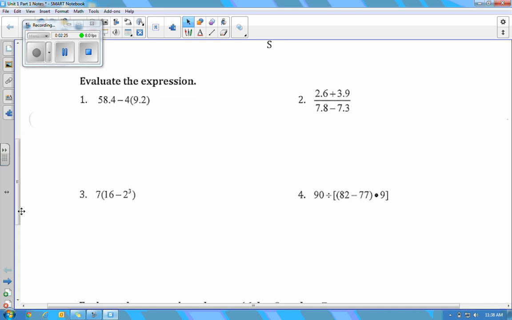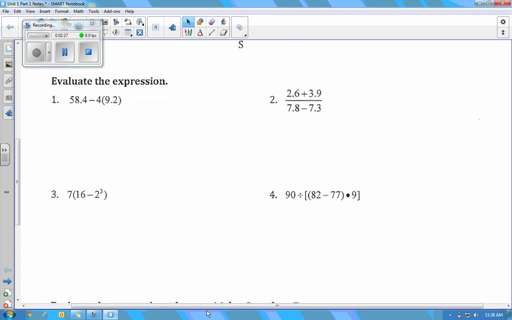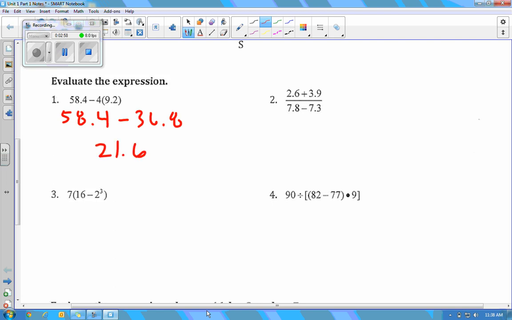Scrolling down, let's look at a couple examples. So if you look at number 1, I want to go through my steps. I'm going to look for grouping symbols first. I do have parentheses, but for this example, it's just to separate the two numbers that we're multiplying. So I don't really have grouping symbols. Next step is exponents. I don't have any exponents. After that, multiplication and division. I do have multiplication. So I'm going to rewrite 58.4 minus, and then I'll multiply 4 times 9.2, which is going to give me 36.8. Now I can subtract those, and I'm going to get 21.6. Please notice that I don't have an equal sign anywhere on here. I'm evaluating expressions. Expressions don't have equals.